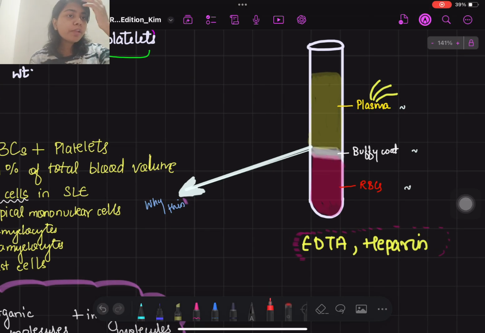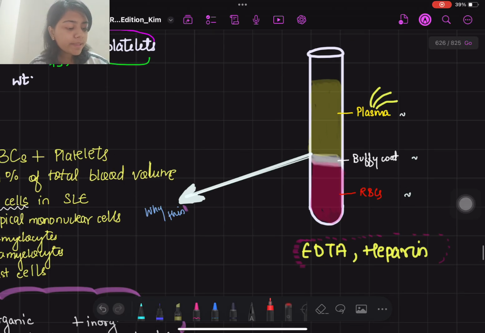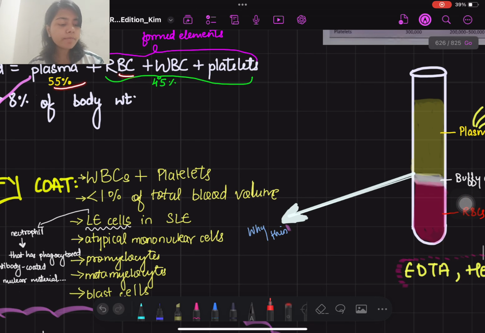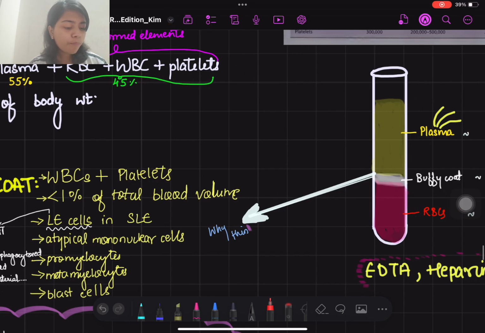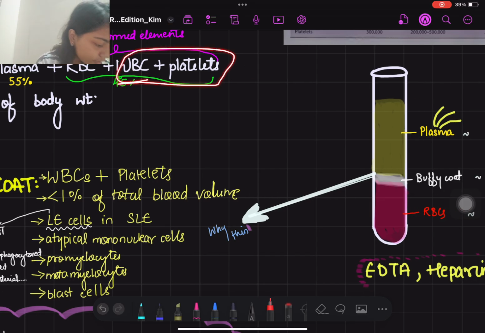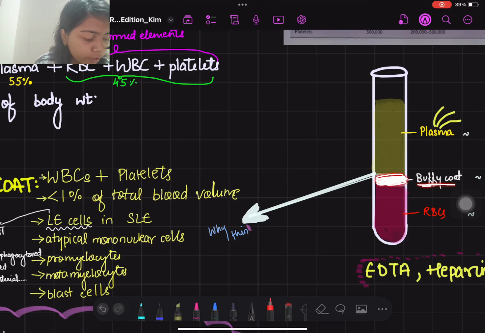You will put this tube in a centrifuge and then you will see that the various components are separated. These will be separated according to their density. RBCs are the heaviest, so they'll be at the bottom and plasma will be at the top. But blood was made up of plasma, RBC, WBC, platelets. So plasma is done, RBC is done. So where are WBCs and platelets? You can see this whitish thing, this buffy coat. This buffy coat will have your WBCs plus platelets.